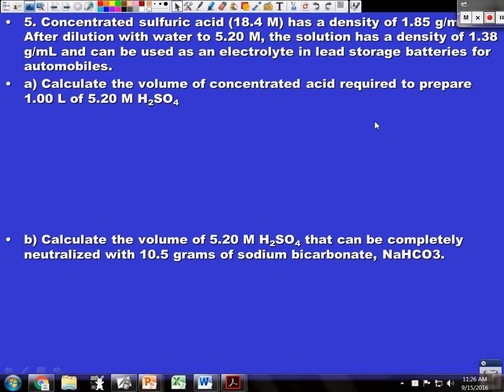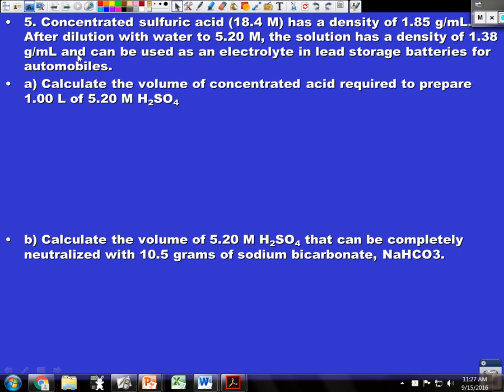The last one. Concentrated sulfuric acid, which is 18.4 molar, has a density of 1.85 grams per milliliter. After dilution with water to 5.2 molar, the solution now has a density of 1.83 grams per milliliter.